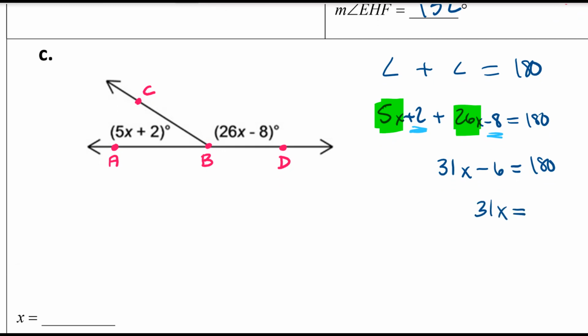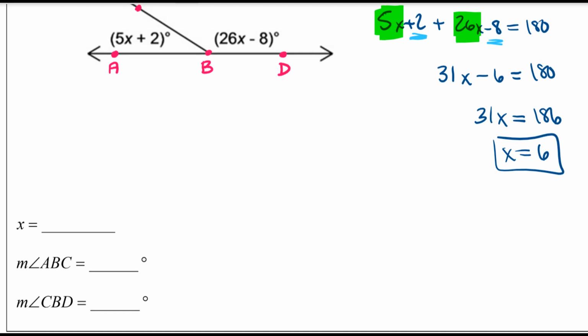So when we add 6 to both sides, we'll get 31x equals 186. Now we've got to do a little bit of math here and divide that out. When you do that, we'll end up with plain old 6. So x actually has a value of just 6. So that's one of the things I want to take a look at. So x has a value of 6. All right, cool. So we got that.